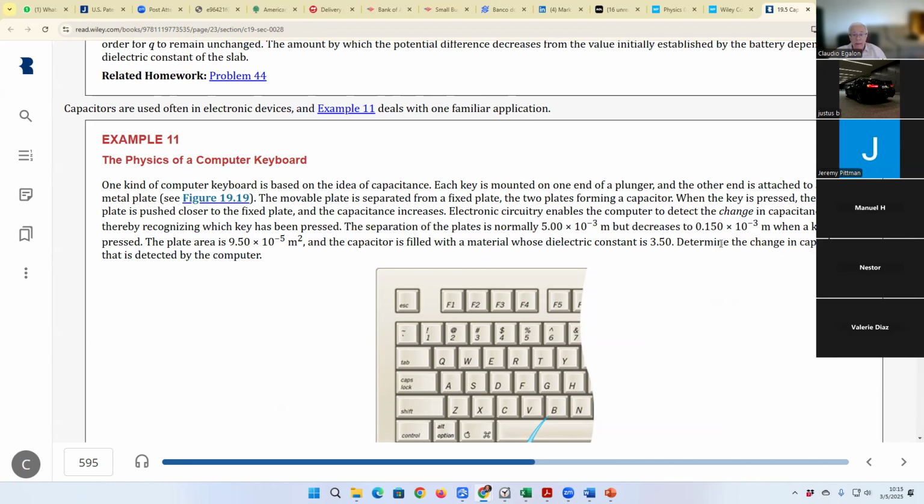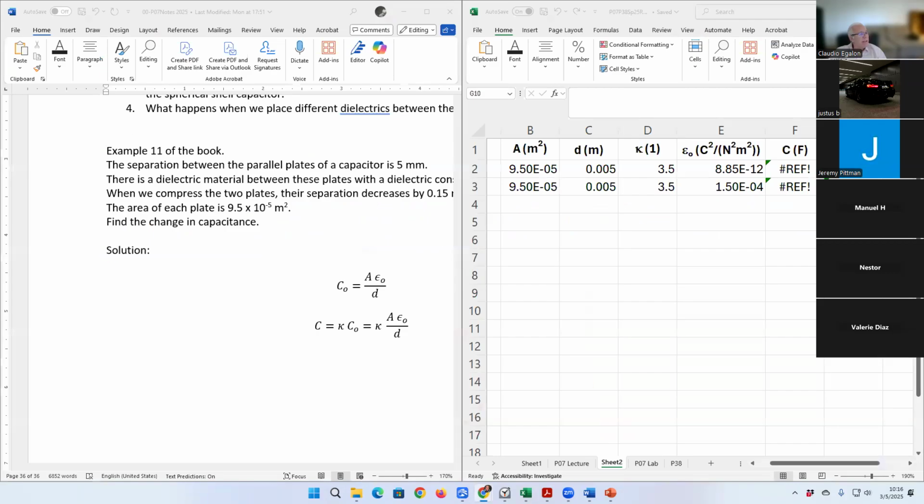When a key is depressed, that's a huge decrease. That's 10 times less, more than 10 times less than before. So that was the mistake that I made. Now I can fix it and calculate. A kappa, A epsilon naught divided by C2 only. We don't need that term anymore. C2 is the distance between the plates. That's the value of the capacitance before you depress, and that's the value after you depress.